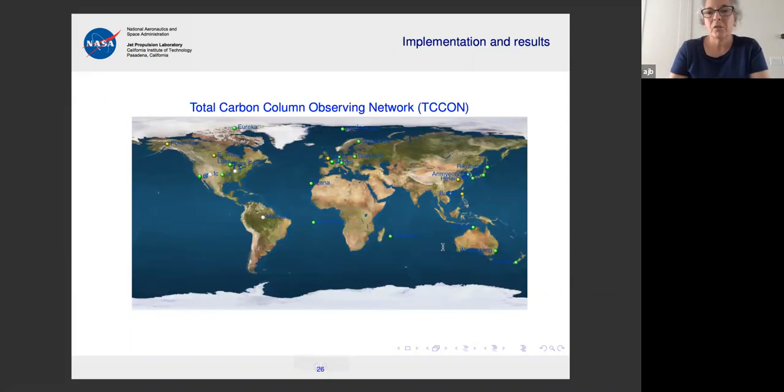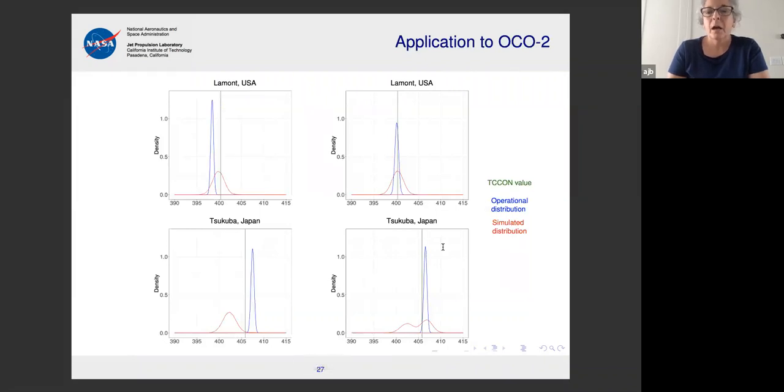Okay, so I'm going to go quick here. So here are the places, the TCON locations where these ground stations exist. So we're going to look at these stations. I'm going to show you a result from 2 different locations, just 2 sort of, by my eyeball, rather representative examples of the kind of thing that happens.